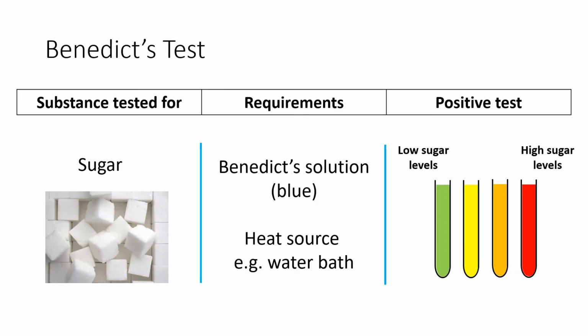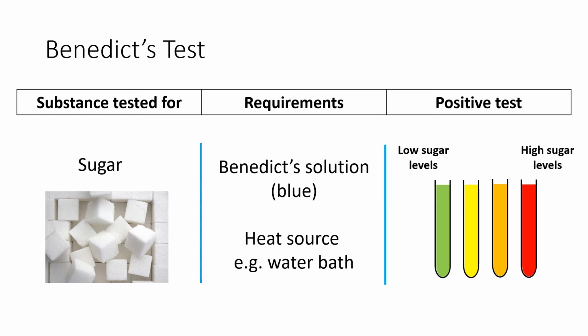So what do we do in a Benedict's test? Well, a Benedict's test is a test for sugar. It requires Benedict's solution and a source of heat. Often we talk about a water bath in the form of either a beaker with water in it on top of a Bunsen burner, or of course one of the electric plug-in water baths, whichever way you want to do it, but you do need a heat source, otherwise you will have no reaction.